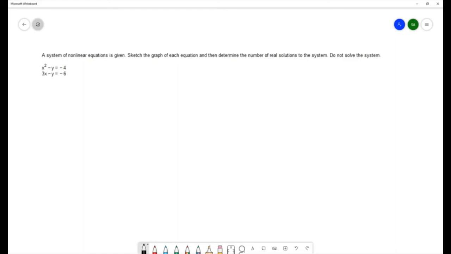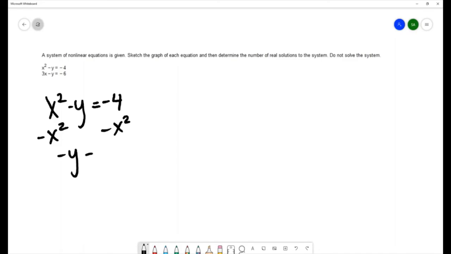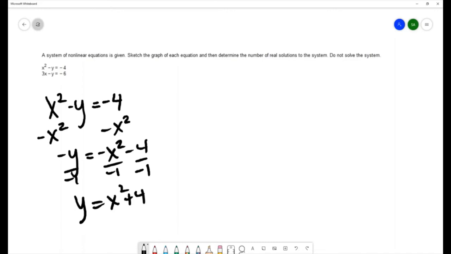I'm going to start with that first equation, x squared minus y equals -4. And I'm going to rewrite this as y equals, so it's easier for me to graph. I'll subtract x squared. That gives me negative y equals -x squared minus 4. And then I can divide each term by -1 to get y equals x squared plus 4. So my first equation will have a graph of x squared shifted up by 4.